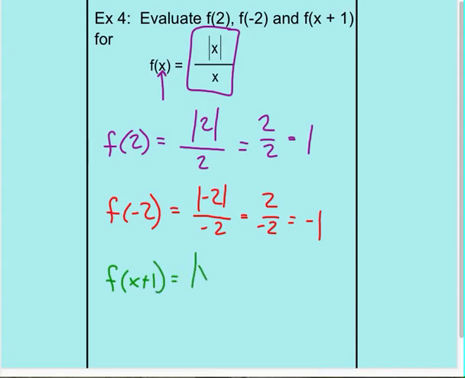Everywhere I see an x, I'm going to replace it with x plus 1. This doesn't simplify, so for my domain of x plus 1, I have a range or an output of absolute value quantity x plus 1 all over x plus 1.